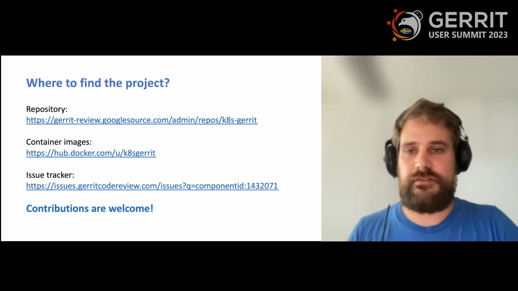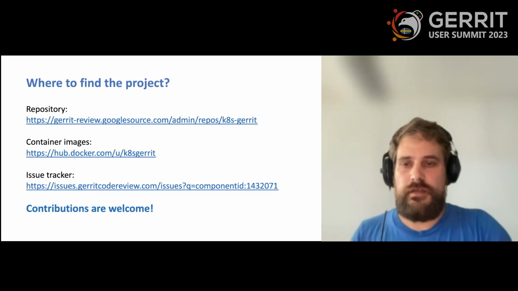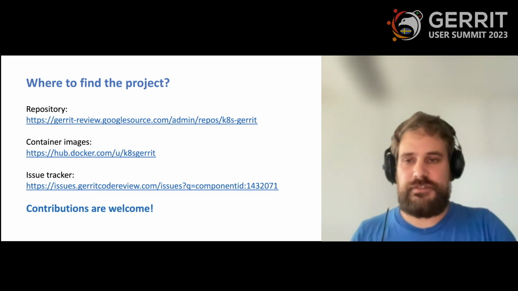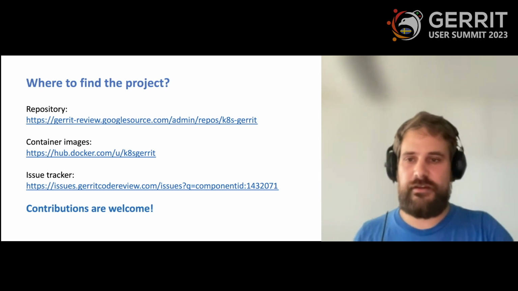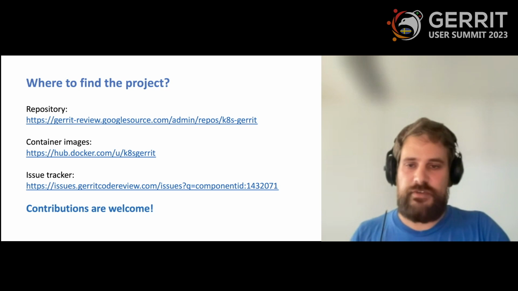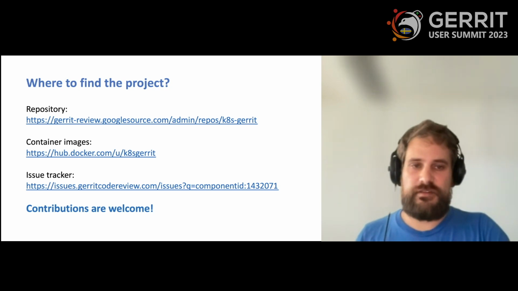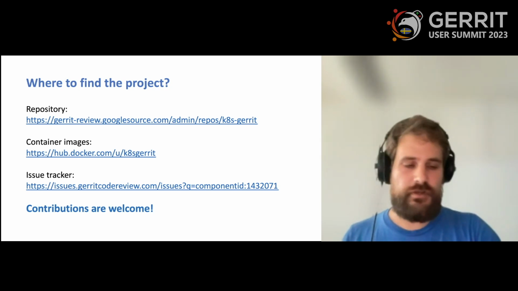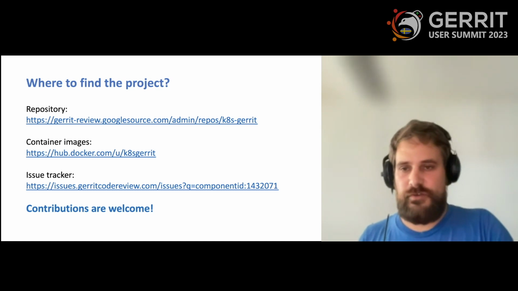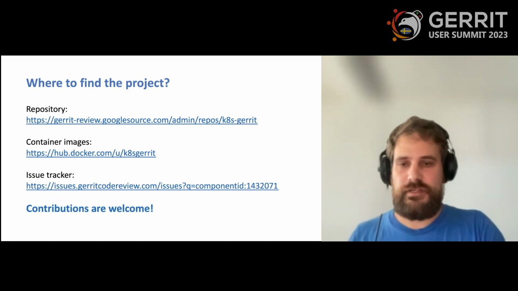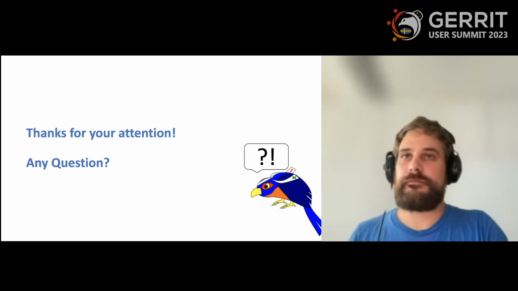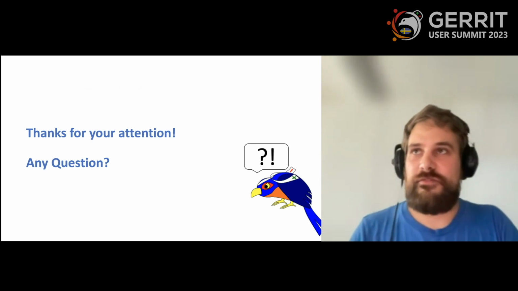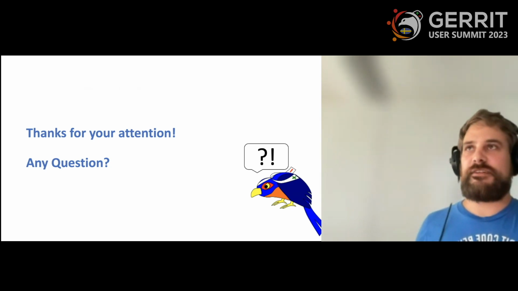So if I could pique your interest in that project, feel free to have a look at the repository. It's called K8s Gerrit and is hosted on Gerrit Review. The container images are deployed to Docker Hub. We now also have a component in the Gerrit issue tracker. So if you have feature requests or bugs, just post them there. You can, of course, also contact us on Discord. And of course, contributions are very welcome. And with that, I'd like to thank you for your attention. And if you have any questions, please post them.